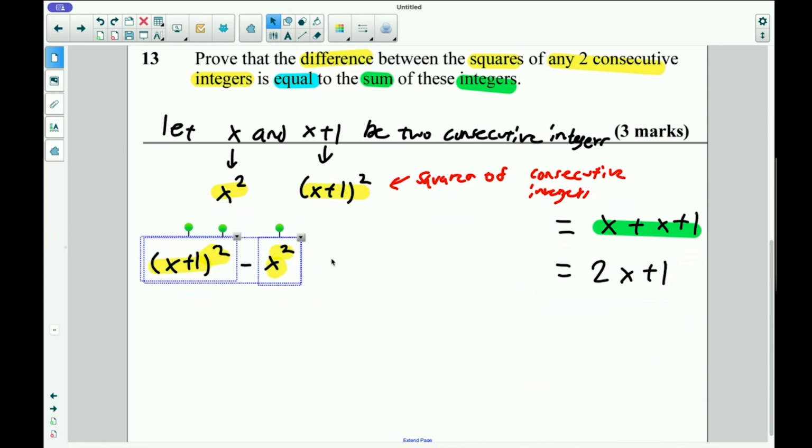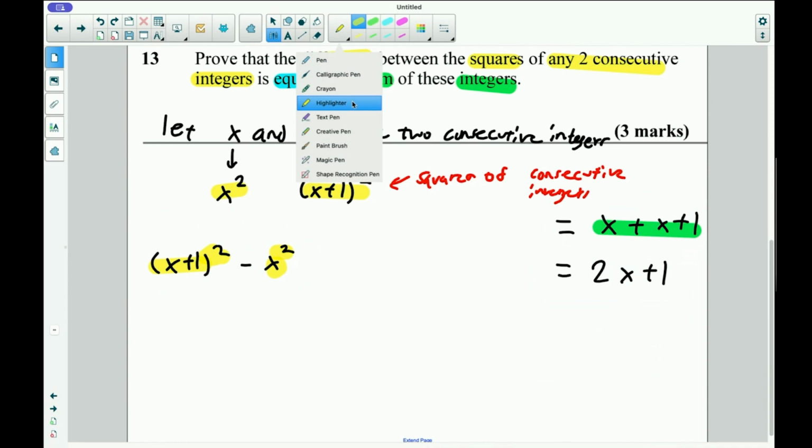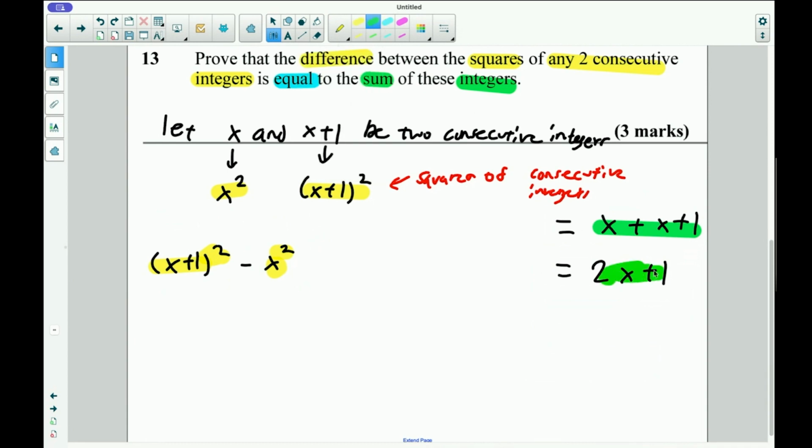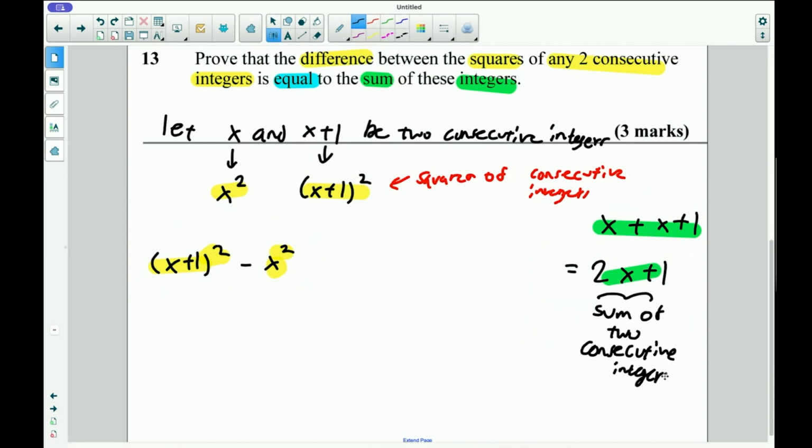So let's do this. Because we're trying to prove, basically, that this part in the yellow is equal to this part in the green, okay? I'm just going to leave it like this. So we can say that this is the sum of two consecutive integers. So that was the easy part. And now we're going to actually figure out, well, what is this equal to? So let's go ahead and expand this.